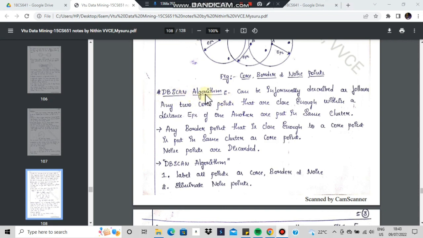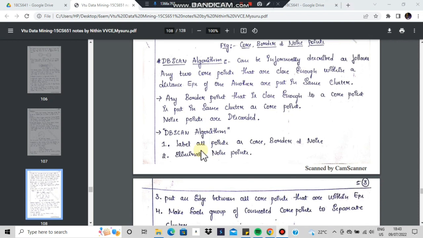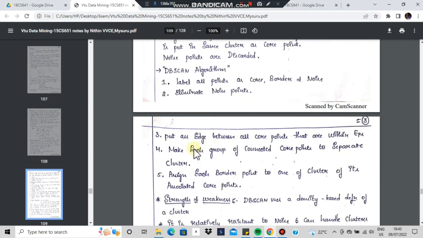So what is DBSCAN's algorithm? Label all the points as core, border or noise. First you classify the points, then eliminate all the noise points. So we are just left with two, which is core and border. This is all we are concerned about. Then put an edge between all the core points that are within the EPS and make each group of connected core points a separate cluster. So we have to make the groups now. After we have eliminated the noise points, we are left with core and border. We have to make a connection using an edge between points which are within the EPS.